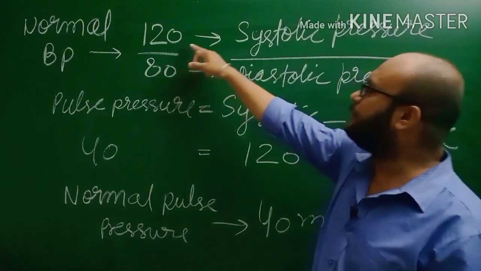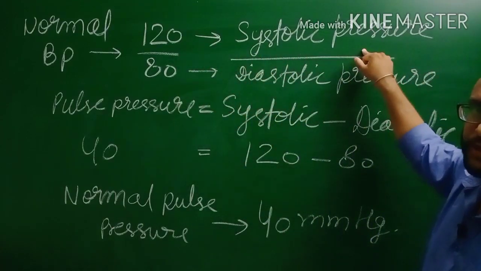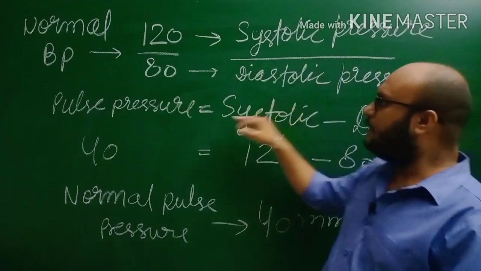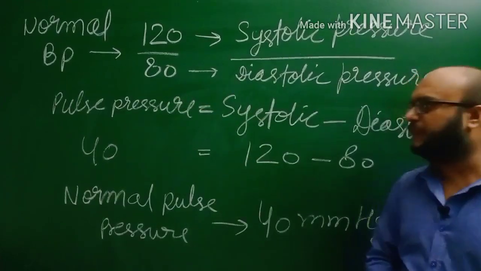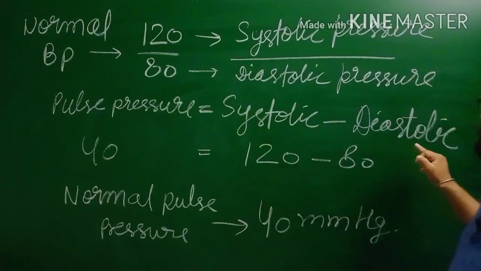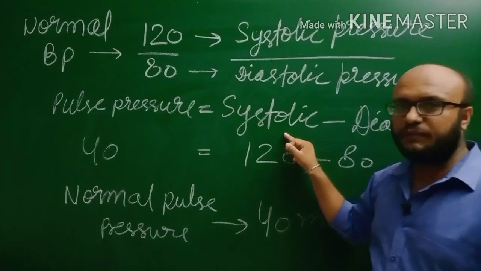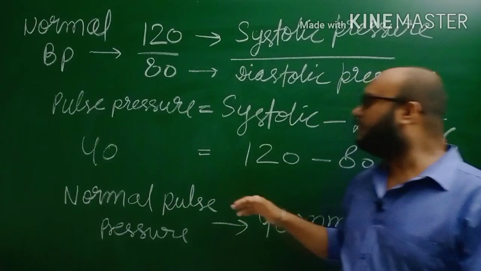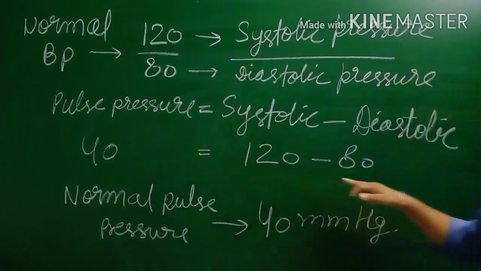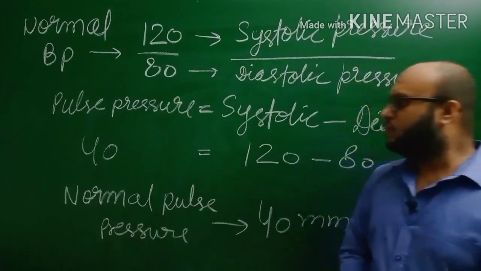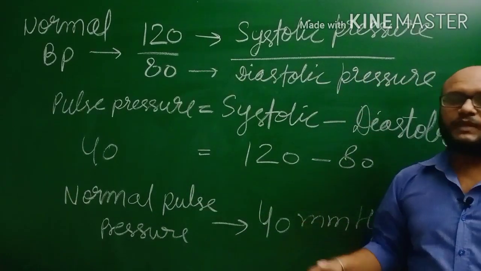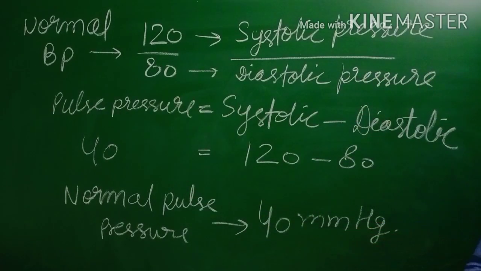This is the upper BP, known as systolic pressure or systolic blood pressure, and this lower value is known as diastolic pressure or diastolic BP. Diastolic BP is subtracted from the systolic pressure, and the value that comes is known as pulse pressure. 120 minus 80 equals 40 mm of Hg. So normal pulse pressure is 40 mm of Hg.